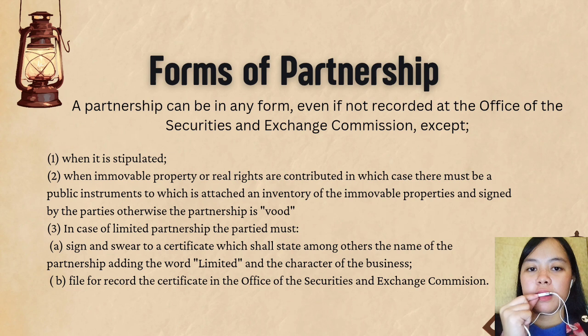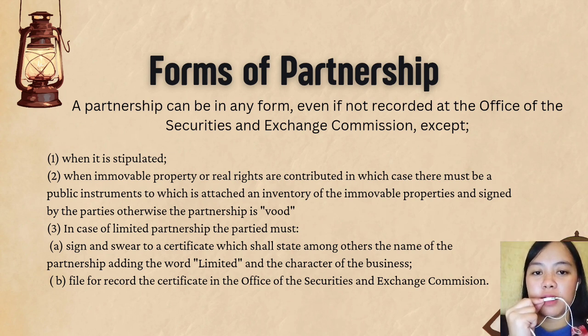Next are the forms of partnership. A partnership can be in any form, even if not recorded at the Securities and Exchange Commission, except when it is stipulated, or when immovable property or real rights are contributed, in which case there must be a public instrument to which is attached an inventory of the immovable properties and signed by the parties, otherwise the partnership is void.